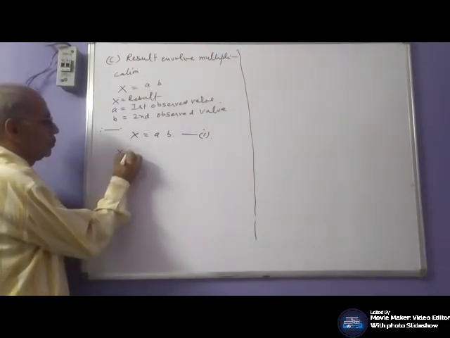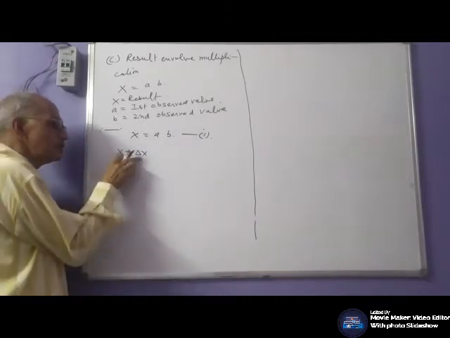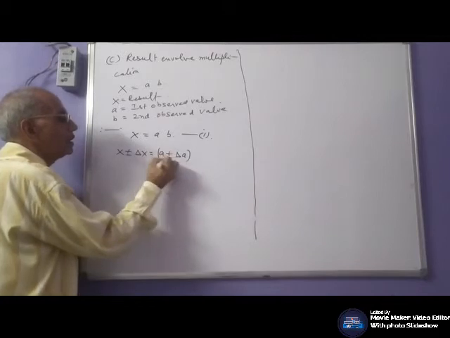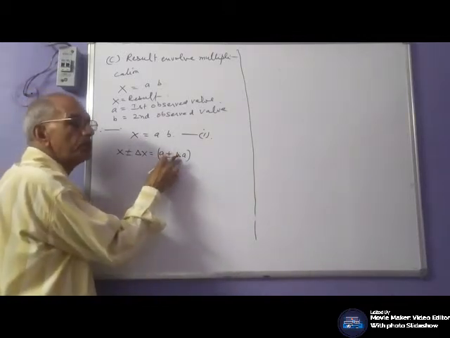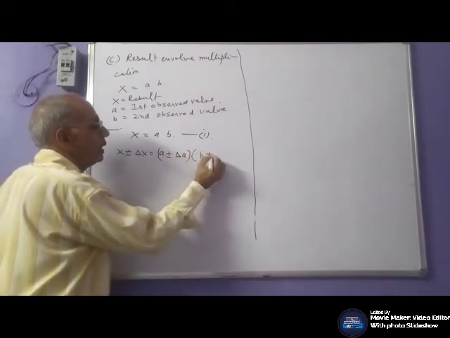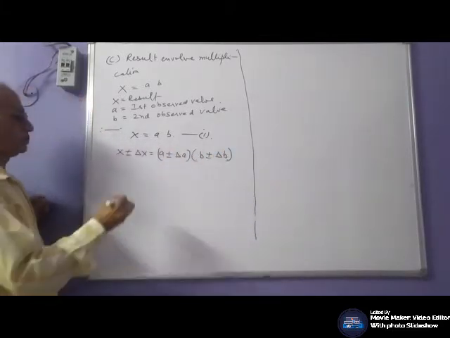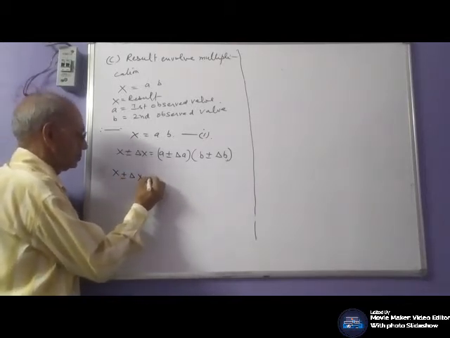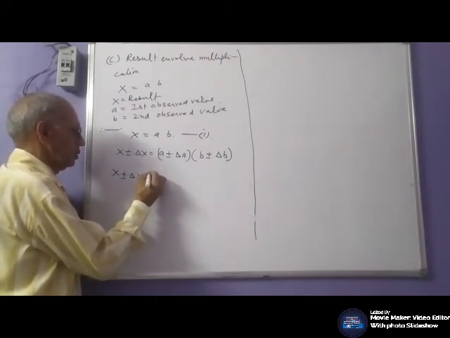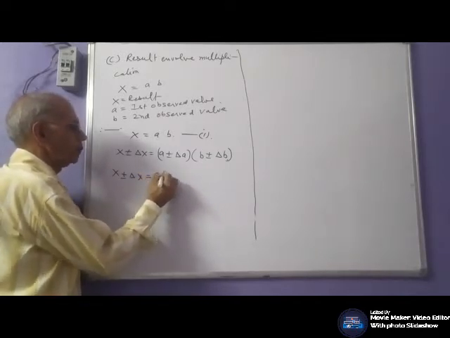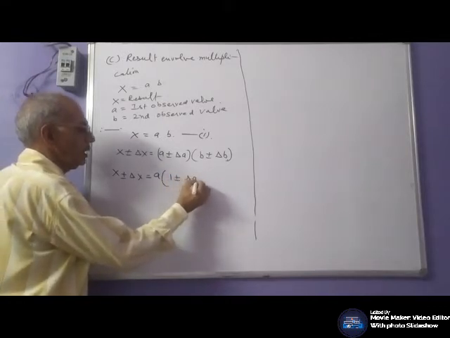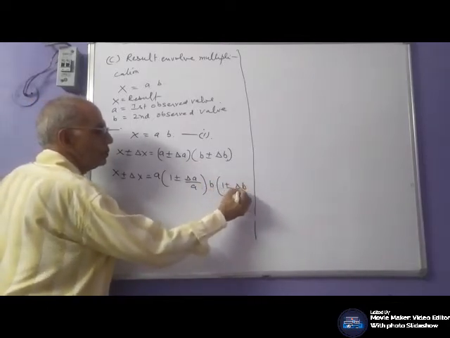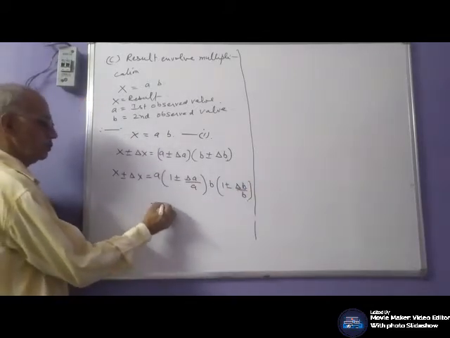X plus minus delta X. Delta X is the absolute error in the result. A plus minus delta A. Delta A is what? Absolute error in the first observed value. B plus minus delta B. X plus minus delta X. A common: 1 plus minus delta A by A. B common: 1 plus minus delta B by B. It is AB.